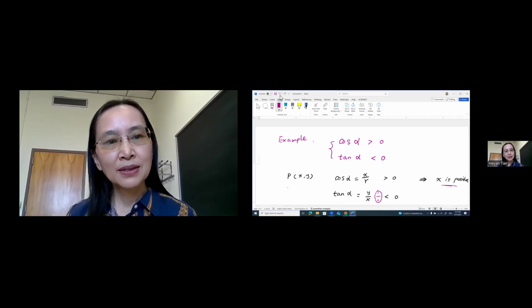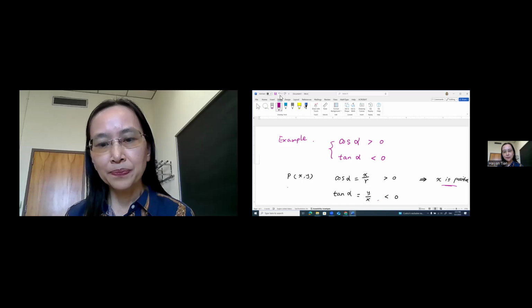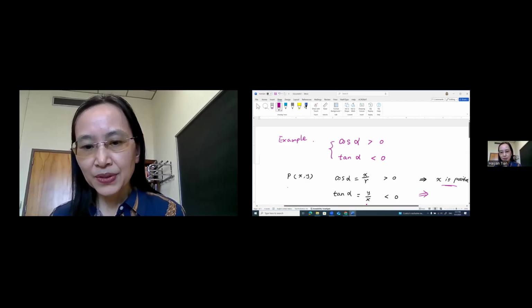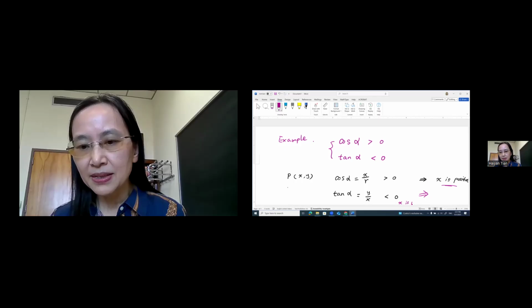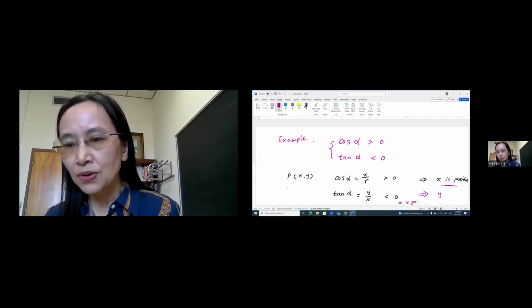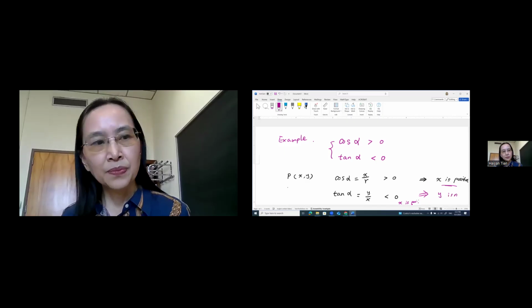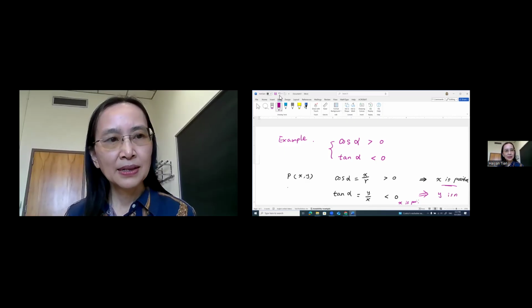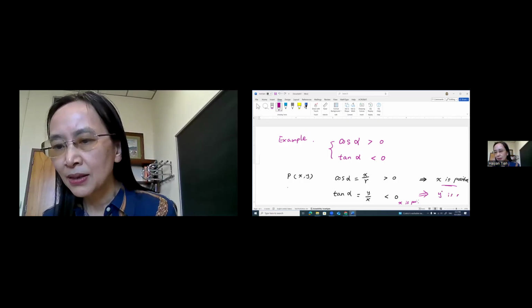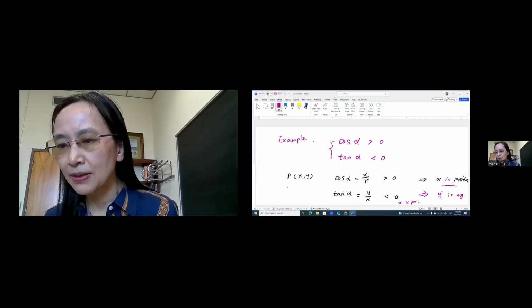So from here, together with x already being positive, that's something we know already. So then y has to be negative in order for the ratio to be negative. So we see that x is positive, y is negative. Then what is the location of this point?